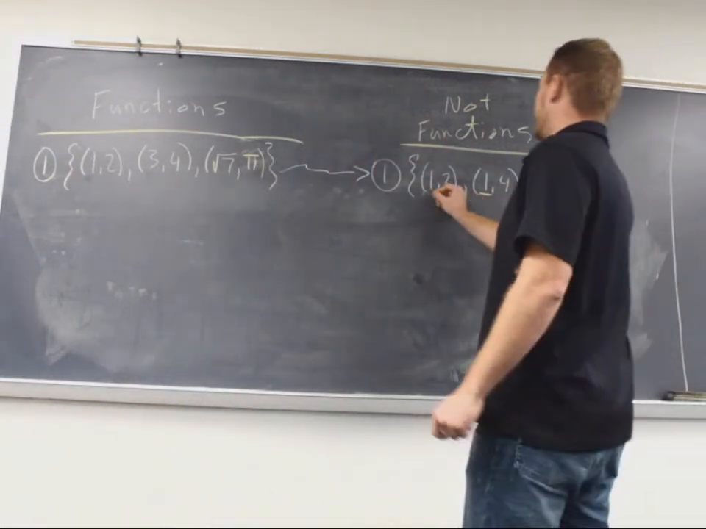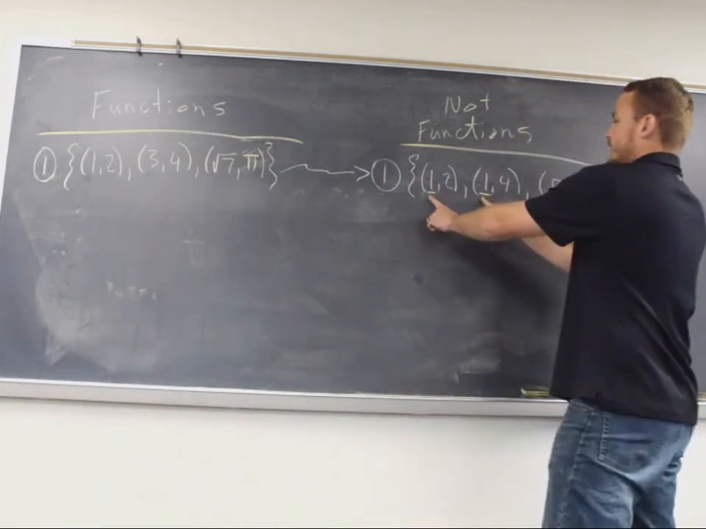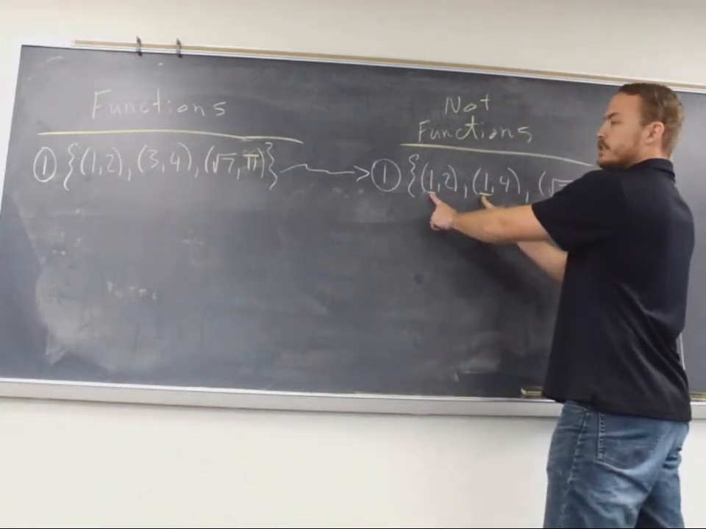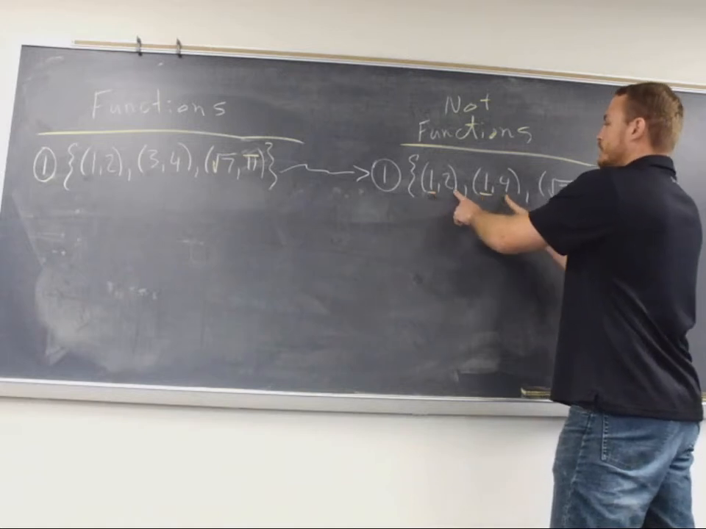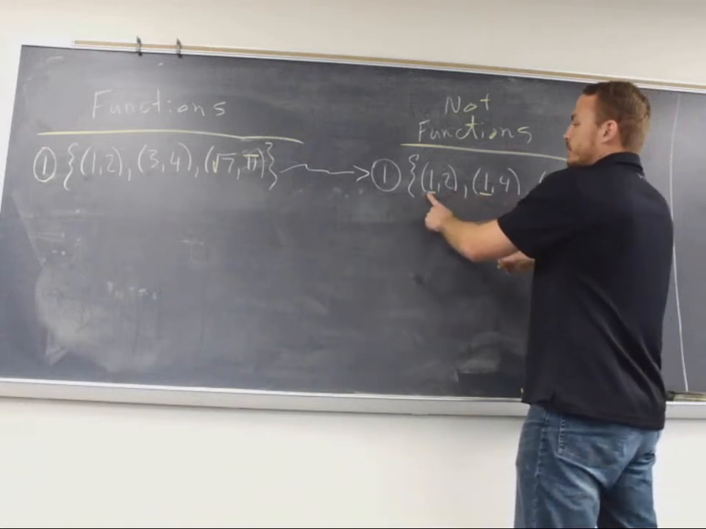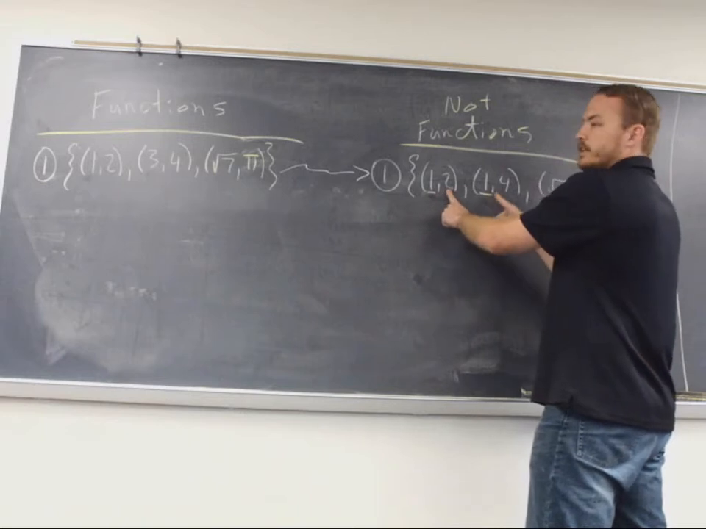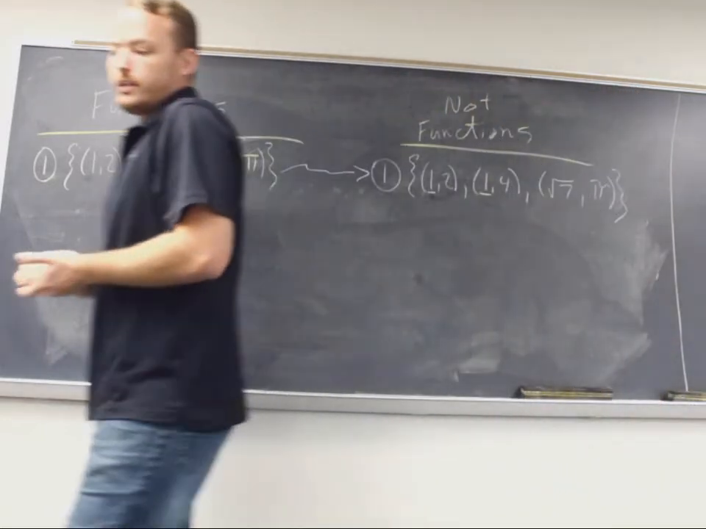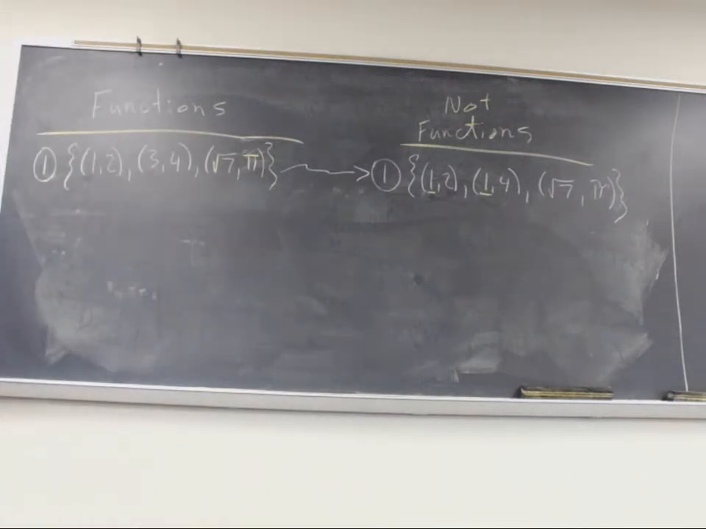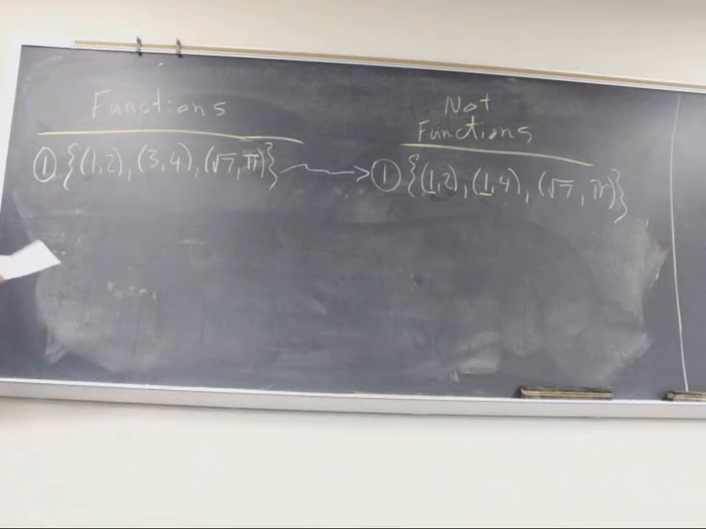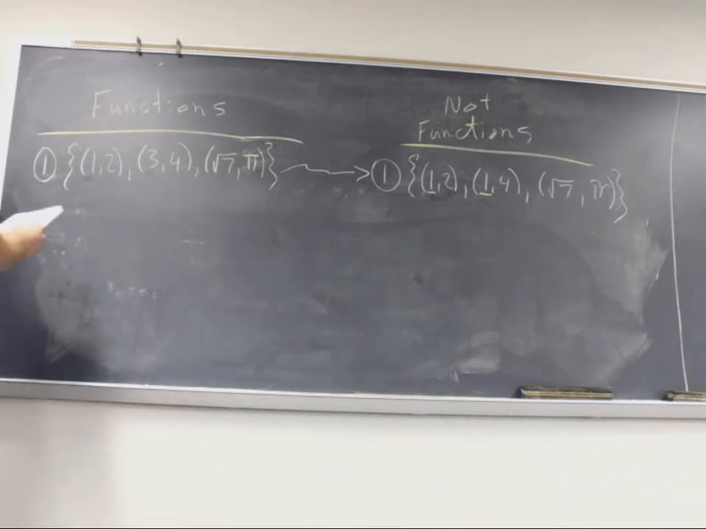And now if I look at this not function, I see that I have an x value in both of these pairs, and they go to different y values. This is not a function, because 1 cannot go to 2 and 1 cannot go to 4 at the same time. That makes it not a function. All right, you try one. I'm going to give you a function, and then you're going to make it not a function.